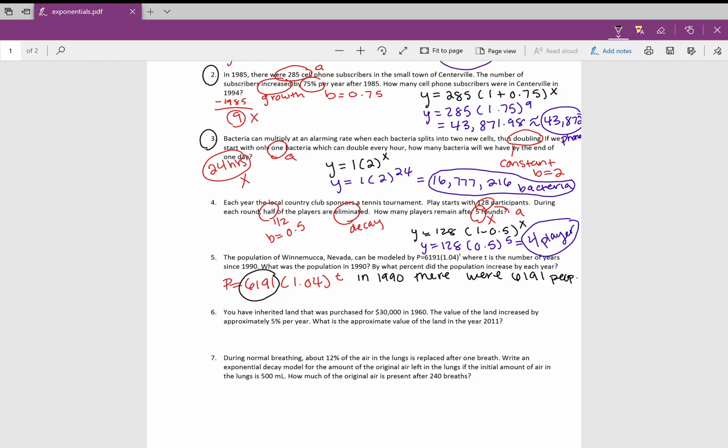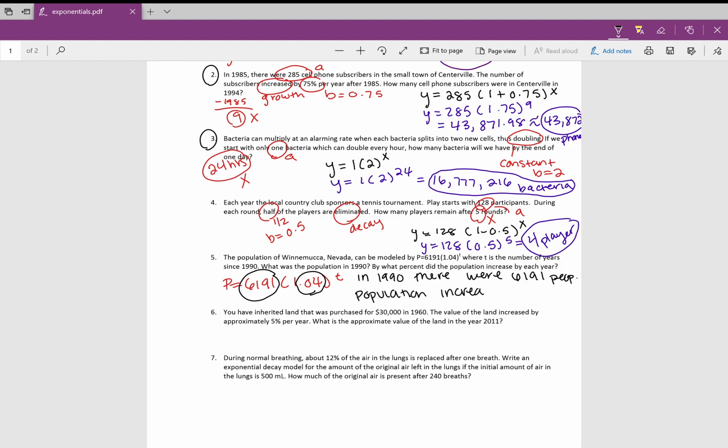Okay? Now it says, by what percent did the population increase each year? So all you have to do to find that percent is look at what it says after the decimal. After the decimal, right here, is 0.04. But if we were to turn this into a percent, instead of moving 2 units to the left, we're now going to move 2 units to the right. So this becomes 4%.